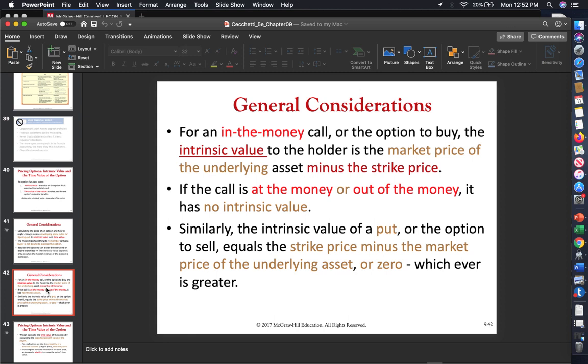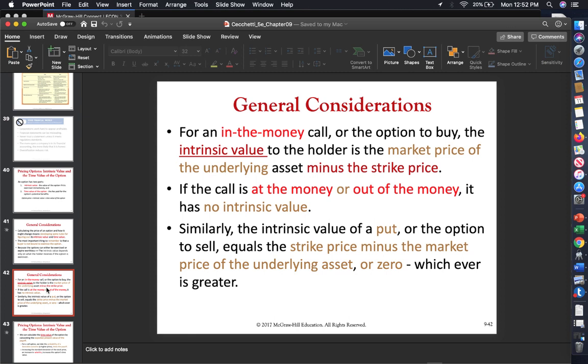So it has no intrinsic value. If the option is at the money or out of the money, it has no intrinsic value. If it's in the money, obviously there is some intrinsic value. You can execute it today and pocket some profit. And then accordingly, same thing for the strike price for the put option, but symmetric, of course.